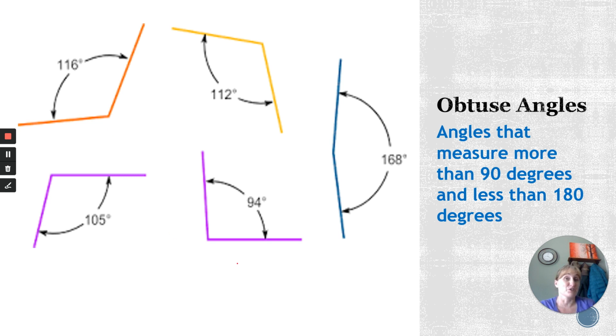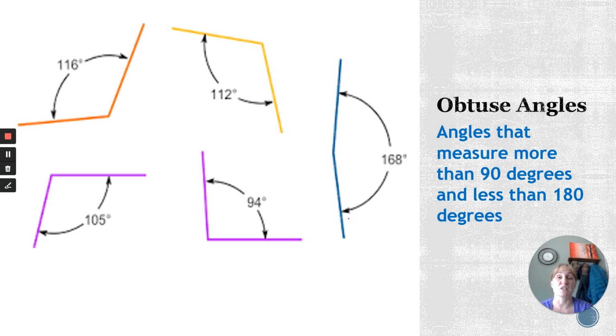I always think if acute was, oh, it's so cute, so little, right is right in the middle. Obtuse is huge, it's so big. Like, it's an obtuse angle. So we call it an obtuse angle. So if you look at these, you have 116, 112, 168, 94, 105.